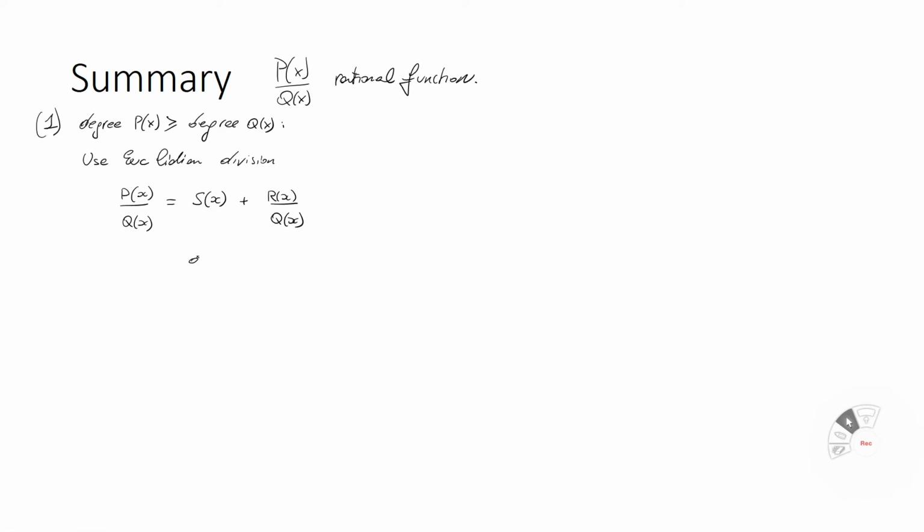And here we know that the degree of the remainder is strictly less than the degree of q of x. And once you've done the division, then you can focus on the remainder divided by q instead.